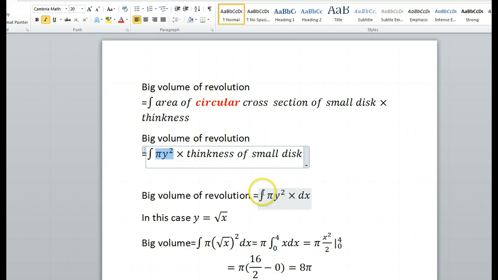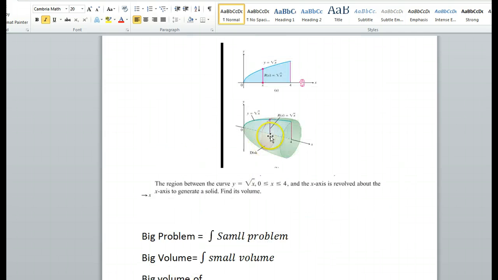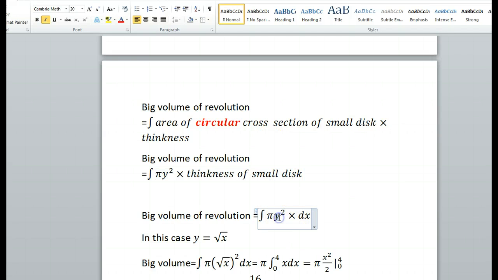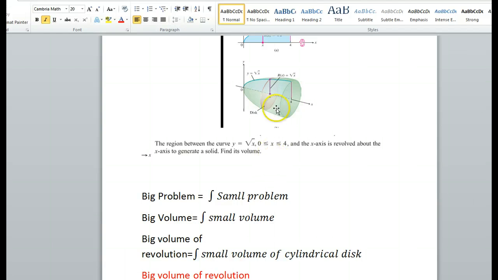Okay, so if you integrate these little volumes, you get what? The big volume. So the big volume will be the integral of what? Pi y squared times delta x. Now you can use this as long as there is only one curve, right? And as long as the cross-sectional area is circular.